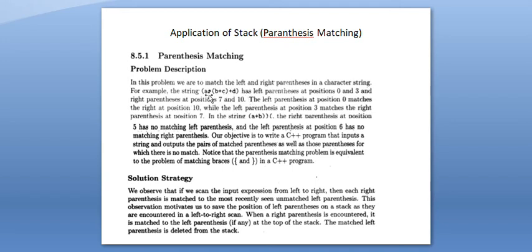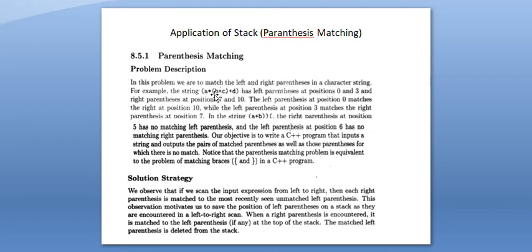Given an expression, you are supposed to figure out whether the expression is a balanced expression or not. If it's a balanced expression, then each left parenthesis and its equivalent right parenthesis counterpart should be displayed by the program.